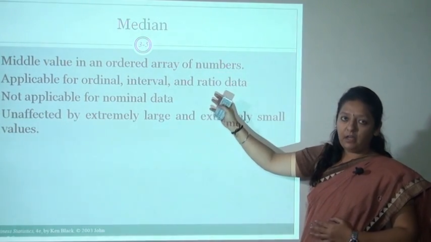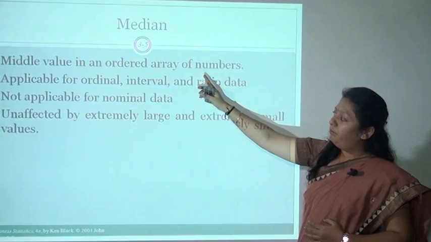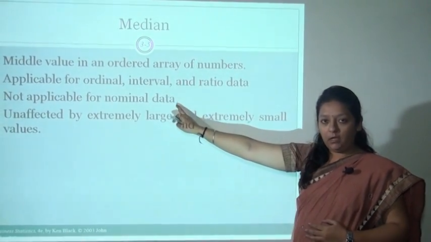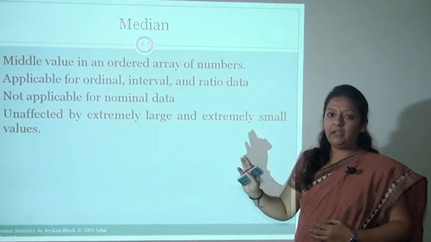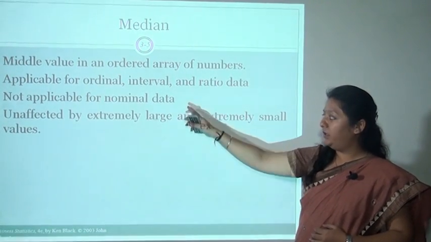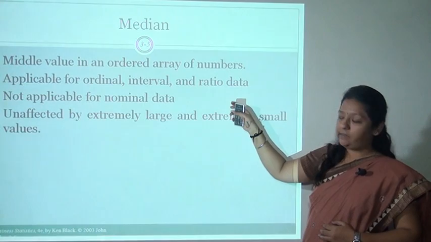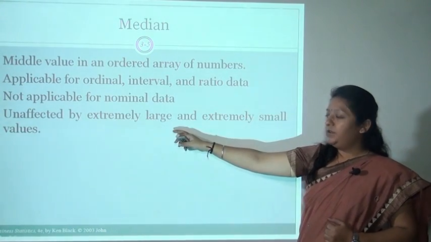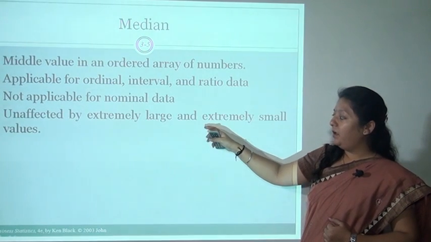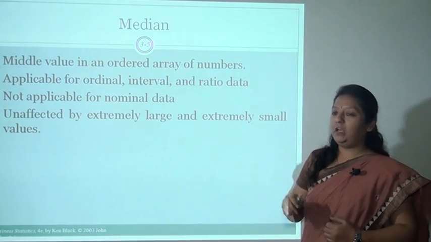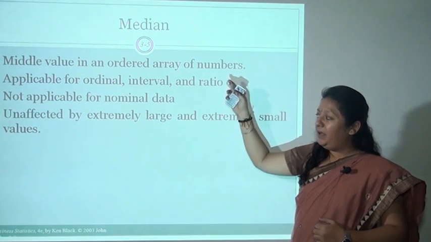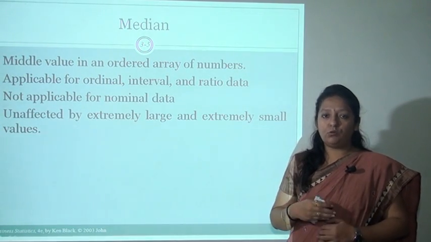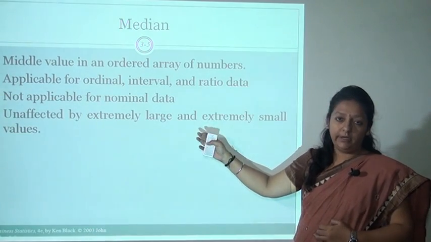Now we will understand the definition of median. It is the middle value in the ordered array of numbers. It is applicable for the 3 types of data measurement, that is ordinal, interval and ratio scales, and it is not applicable for nominal data. It is unaffected by extremely large and extremely small values. A median is not impacted by adding extreme values or very small values to the data set.